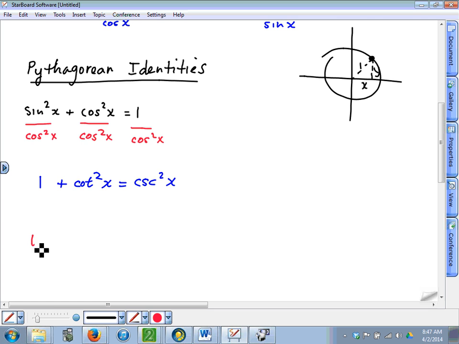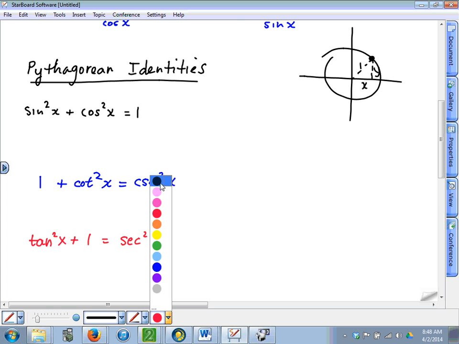Yeah, sine over cosine is tangent. So that becomes tangent squared of x plus 1 is equal to secant squared of x. Those are the 3 variations of the Pythagorean identity. Well, that's actually not true. Sorry. I want you to draw 2 lines coming from this identity.